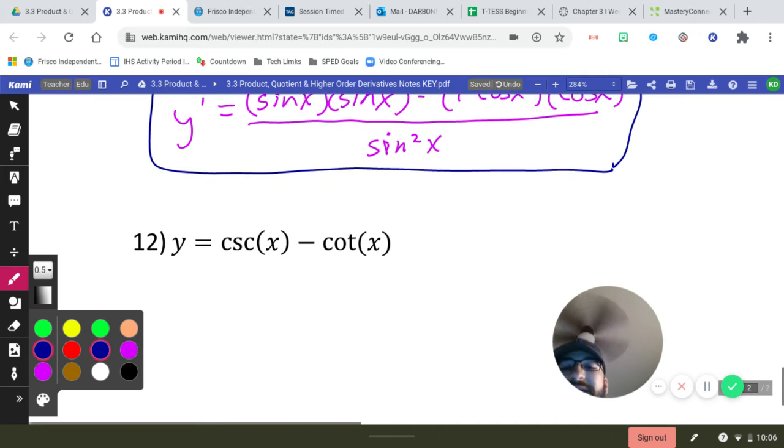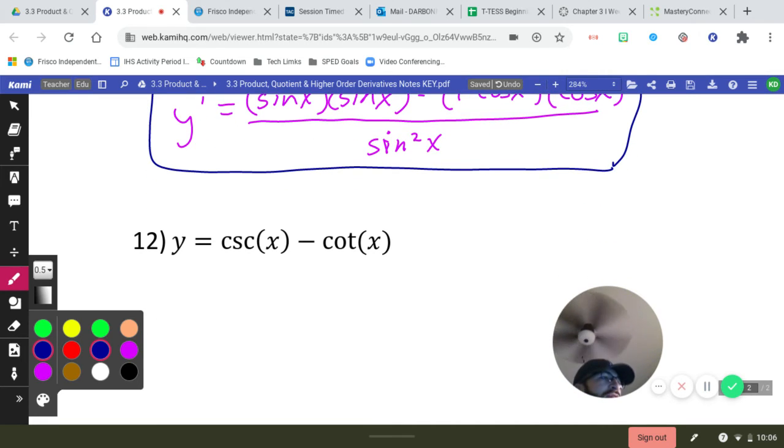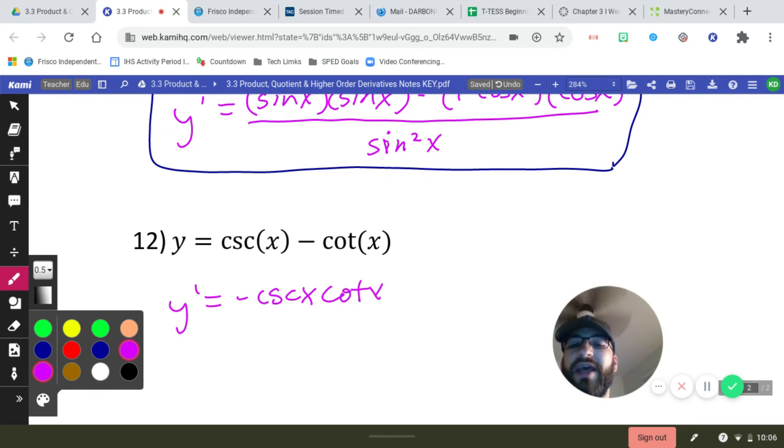And last little one for practice. We got y is equal to cosecant of x minus cotangent of x. So it's not product, it's not quotient. So we're just going to derive across. So y prime is equal to cosecant of x becomes negative cosecant of x cotangent of x. Cotangent of x becomes negative cosecant squared of x. So negative cotangent of x becomes positive cosecant squared of x.